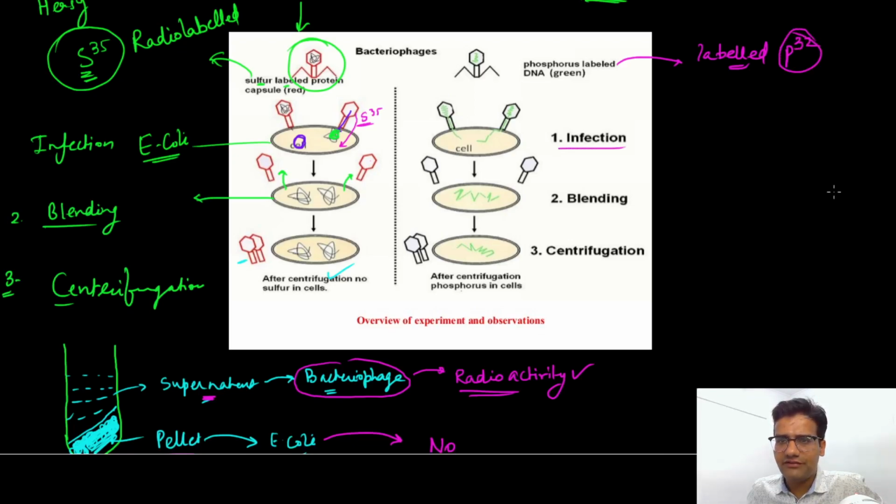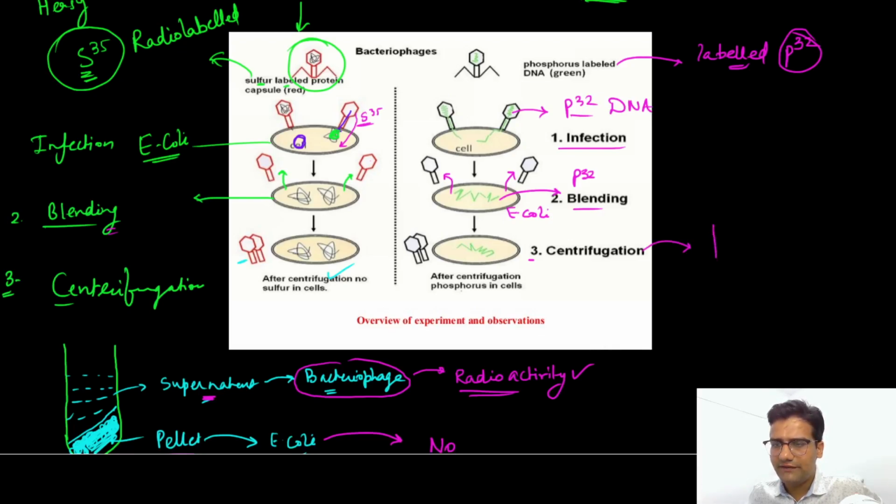The first step was infection. So now it's phosphate 32 radio labeled DNA. Of course, this DNA gets transferred from the bacteriophage to the E. coli cells. So this bacteriophage DNA is basically now in the E. coli cell, and this is the phosphate 32 radio labeled DNA. In the second step, there was blending. Blending means detachment of the bacteriophage from the E. coli cell. And in the third step, there was centrifugation.